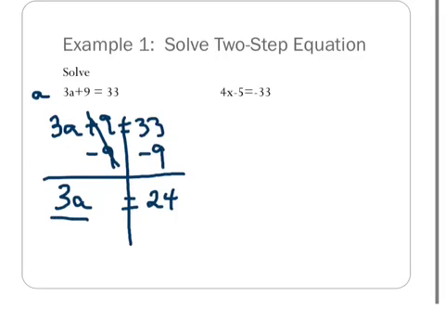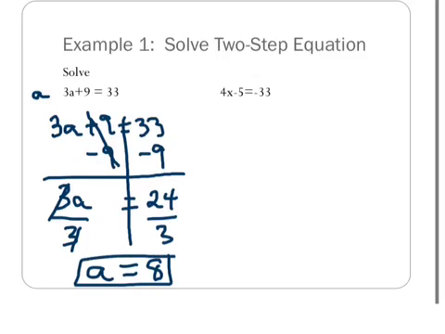What I need to do now is divide both sides by 3. Who's bothering a? 3 is. By what? Multiplication. The opposite of multiplication is division. So I divide both sides, and finally I'm left with a is equal to 24 divided by 3, which is 8. So those were the two steps we needed for our two-step equation.